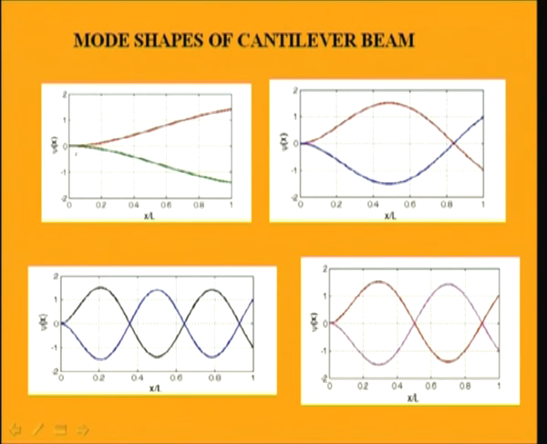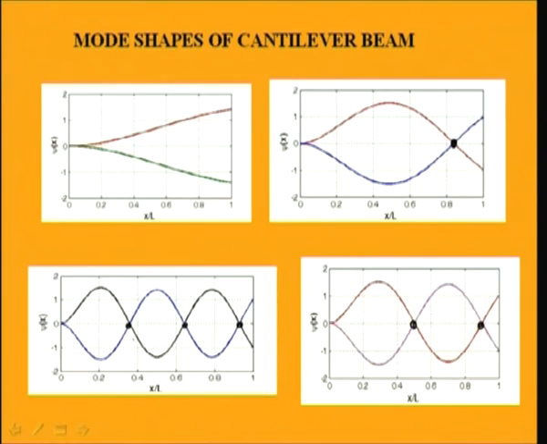In the first mode you can see the cantilever beam is vibrating either upward or downward. In the second mode it will form a node at this position, and in the third mode you can see the nodes are formed at 2 positions, and in the fourth mode you can find there are 3 nodes present in the system. So, in the first mode there is no node and the cantilever beam is moving upward or downward. In the second case it will have 1 node, in the third case 2 nodes, and in the fourth mode it has 3 nodes.